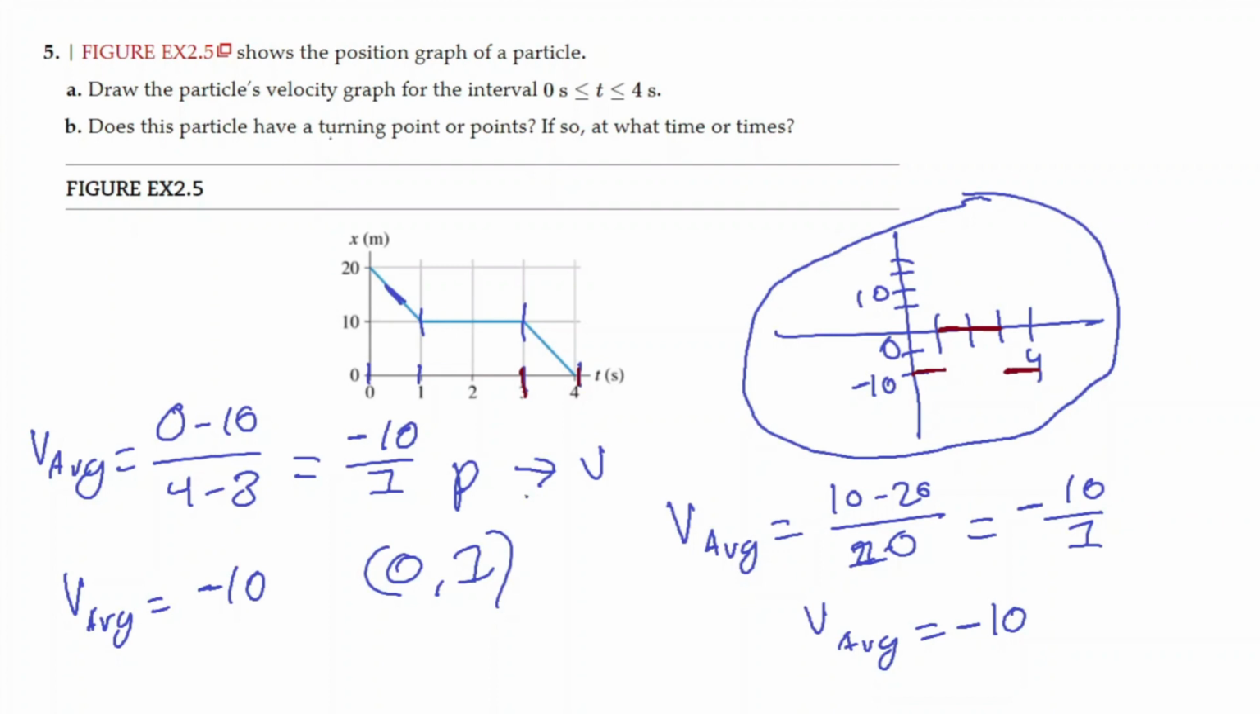And does this particle have a turning point or turning points? We do know that our particle does stop moving from time interval 1 to 3, and then it starts moving backwards again. It doesn't exactly start moving in the opposite direction, but it does stop and go.